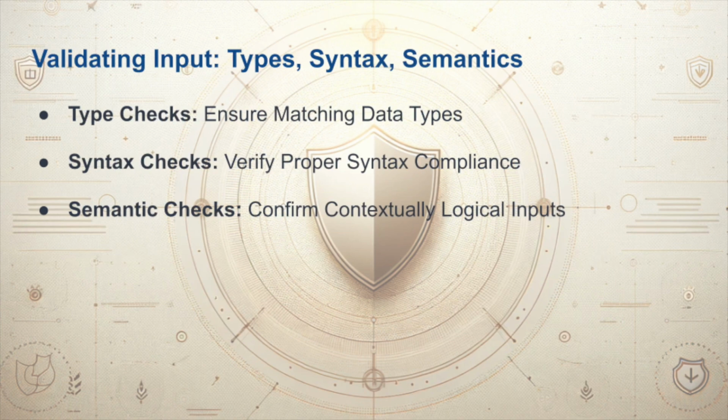Let's focus on 3 pillars of input validation: type, syntax, and semantics. Type checks ensure inputs match their expected types. Syntax checks verify syntax compliance. Semantic checks ensure inputs like dates are logical, such as past dates for birth years. These steps guarantee inputs are valid, properly structured, and make sense within the application's context.